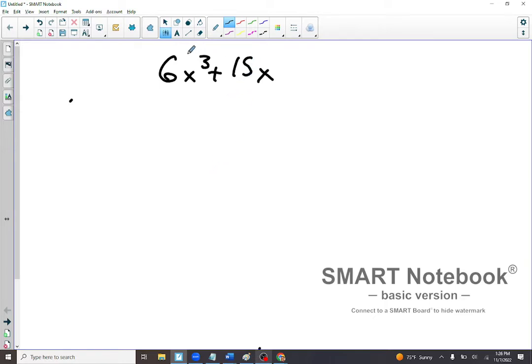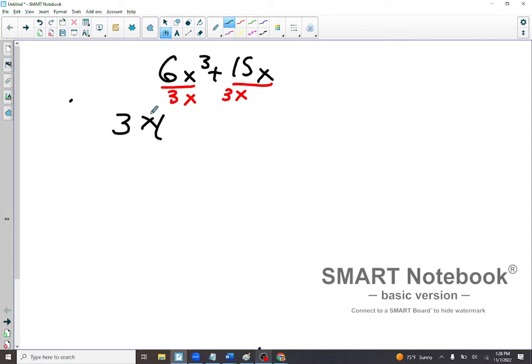All right. So 6x to the third plus 15x. What we're going to do is factor out what's in common. The first one is going to be factored, the second set will be solved. So factoring out, you first look if there's something in common with everything here. There's an x in common, and there's a 3 in common. So I'm going to take out a 3x on both of these.